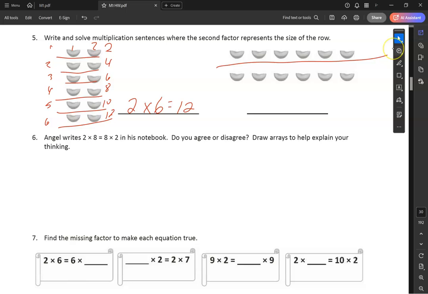Next one. Let's make our row. Label. They're counting by 6. I don't know how to count by 6, so I use the picture. 6, 7, 8, 9, 10, 11, 12. Okay. The second number needs to be the amount of rows. The amount of rows is 2. The second factor. The other one is 6 times 2 equals 12.